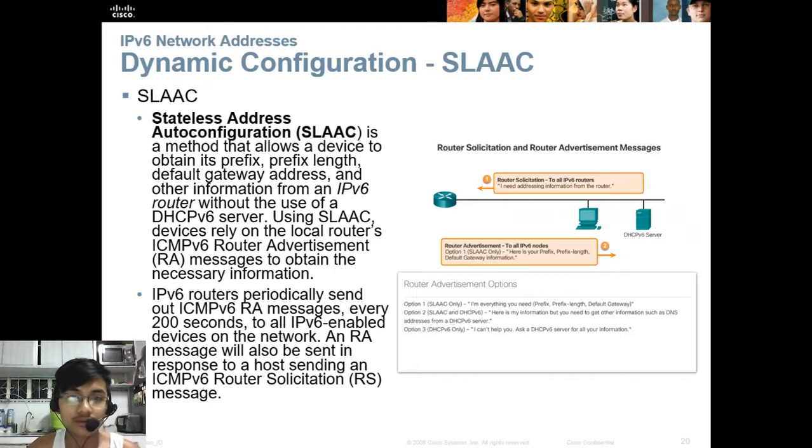It's a method that allows a device to obtain its prefix and default gateway address and other information from an IPv6 router without the use of a DHCPv6 server. Using SLAAC, devices rely on the local router's ICMPv6 router advertisement messages to obtain the necessary information. IPv6 routers periodically send out RA messages, which can also be sent in response to a host sending an ICMPv6 router solicitation or RS message.